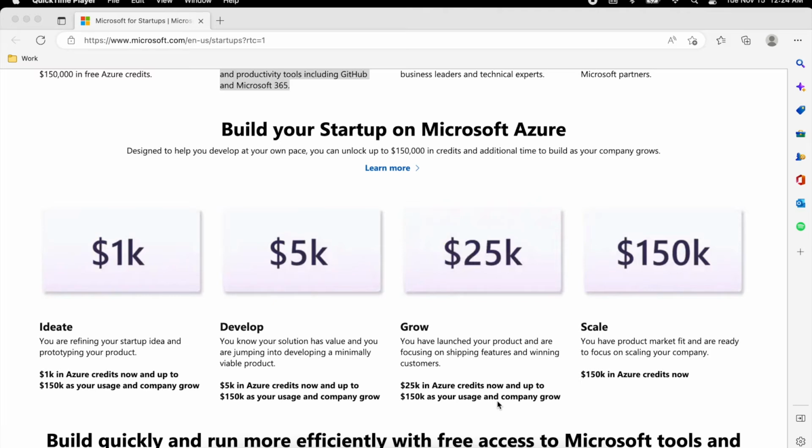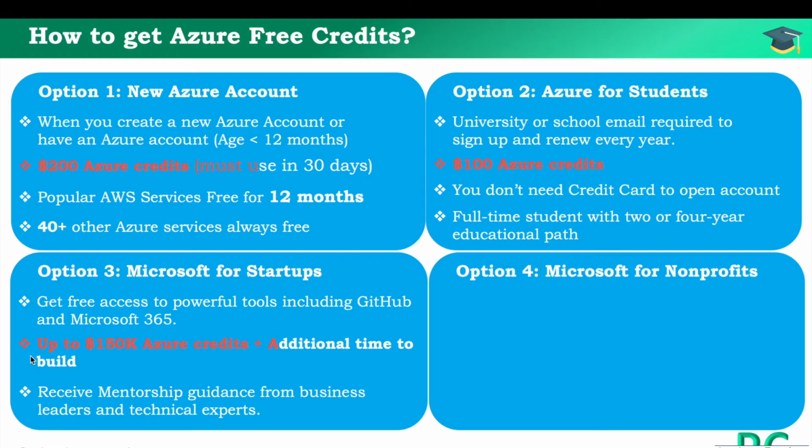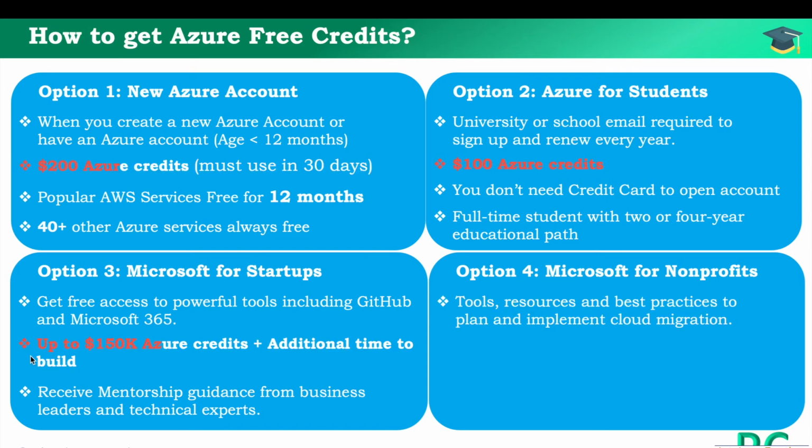Now let's go back to the PPT and let's review the other options. Now option 4, Microsoft for non-profit. If you are a non-profit organization or if you are working as part of a non-profit organization, then you can register your organization and you will be eligible for free credits. You will get tools, resources and best practices to plan and implement cloud migration.